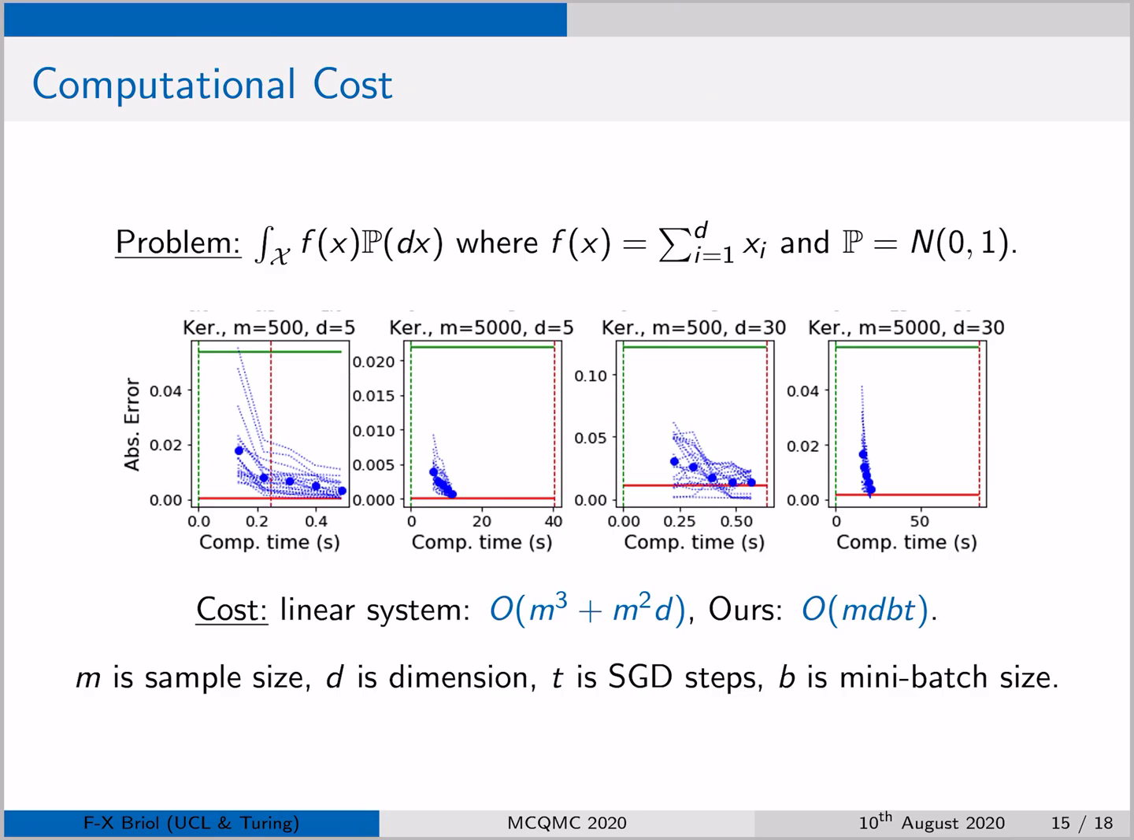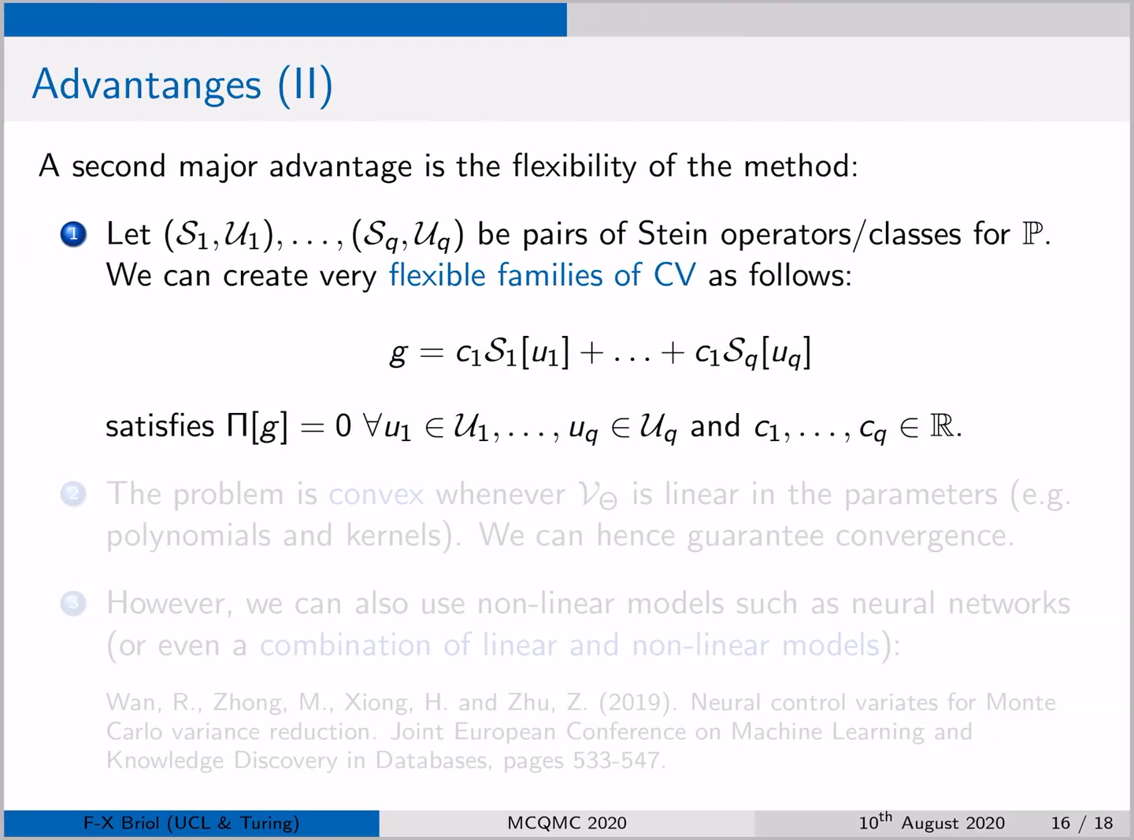So that was all about computational cost. You can see that our approach has quite significant advantages. The other advantage is that it's quite flexible. In particular, if I have not just one pair of Stein operator and Stein class, but multiple pairs, I can create more interesting classes of control variates. I can take linear combinations of these control variates, and that's still a valid control variate by construction.